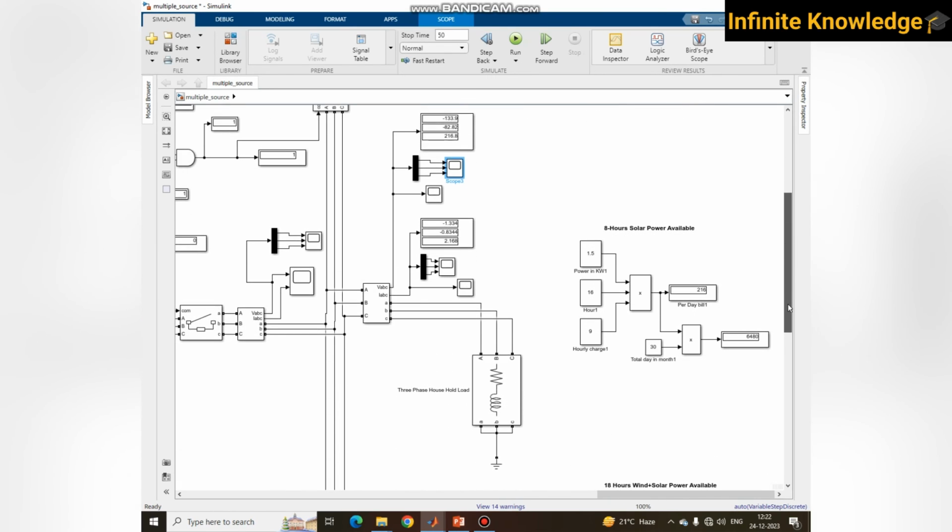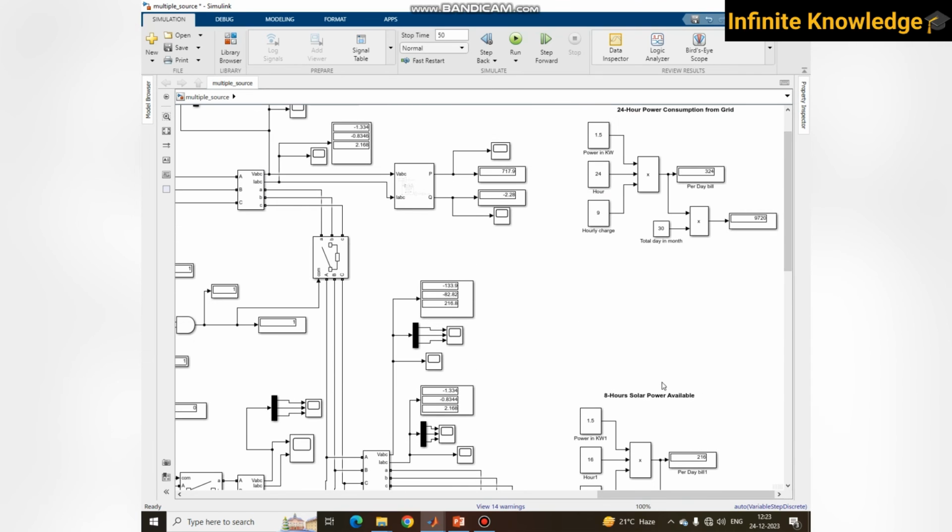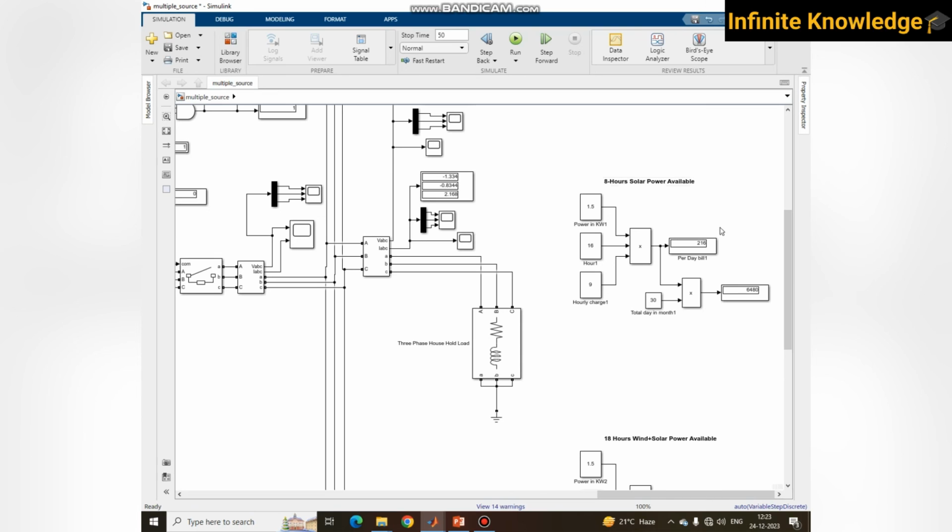But if you use solar, and if you consider 8 hours of solar power is available, so 24 minus 8, it's 16 hours. So you need just the remaining 16 hours of grid supply. So what is the monthly bill? 6480. 6,480 rupees is your monthly bill if for 30 days continuously 8 hours of solar power is available. Just a consideration: if there is no solar power, then your bill is 9720. If for just 8 hours solar power is available, then your bill is drastically reduced.